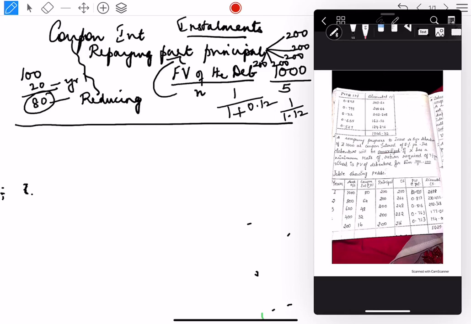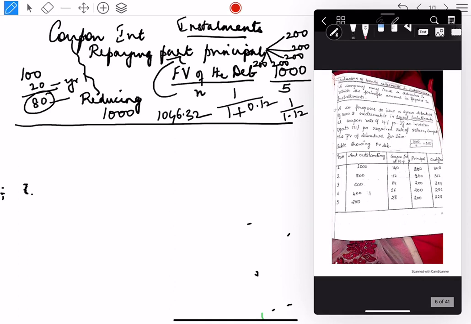Then you multiply the cash flows at the end of each year with the respective PVF, and you will get the discounted cash flows. Do the summation of the discounted cash flows, and you will find that you will get the present value of the debenture. So when a debenture is redeemable in installments, the face value being 1000 rupees, the present value is 1046.32. Go back to what I told you all as a general relationship.